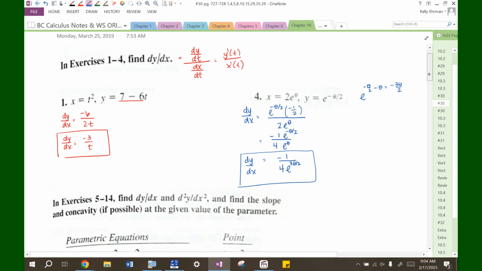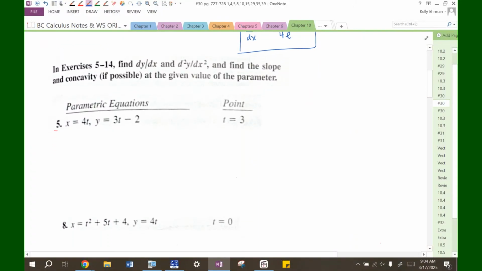All right, for the next one, now we're finding dy/dx and the second derivative. Find the slope and concavity if possible at the given value. So if possible, it could be that there's a vertical slope, so no solution, or it could be that there's no concavity. Maybe it's an inflection point or something, or linear.